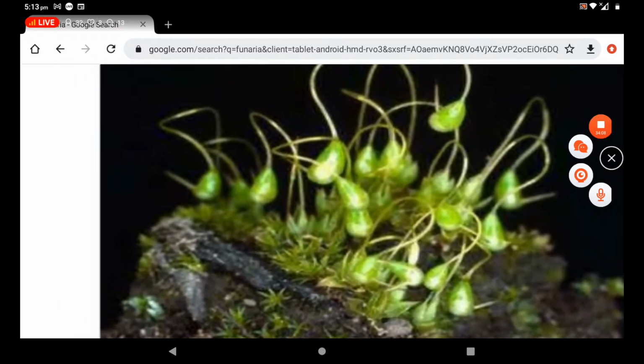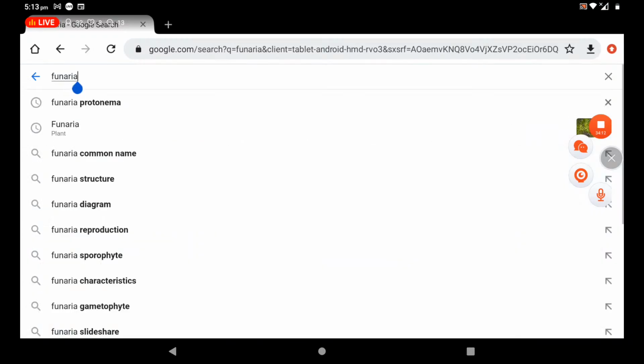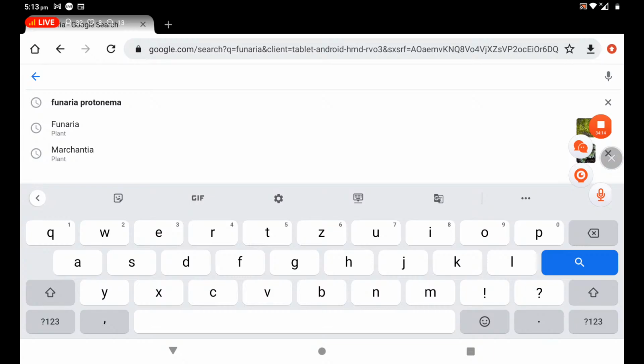How that nature also we got it. Along with this, Funaria is also called a cord moss. Other name also you have to remember: cord moss. And now we'll continue with another example we have.